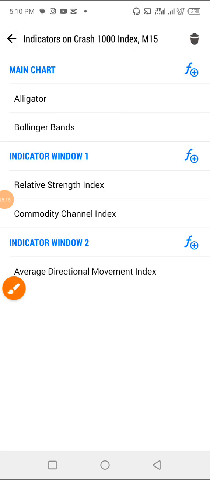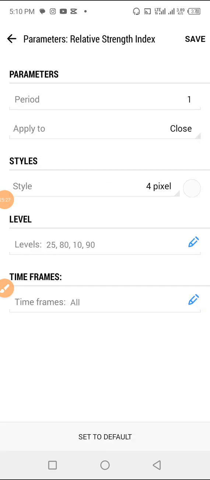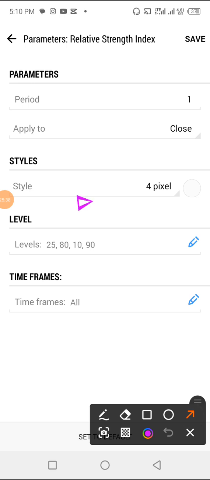Then we move down to window 1. For you to get this window 1, you come down to your main chart. You click on RSI, Relative Strength Index. When you click on Relative Strength Index, these are the parameters. Your period should be 1, apply to close. We don't need a style, so it should be on your background color, right?